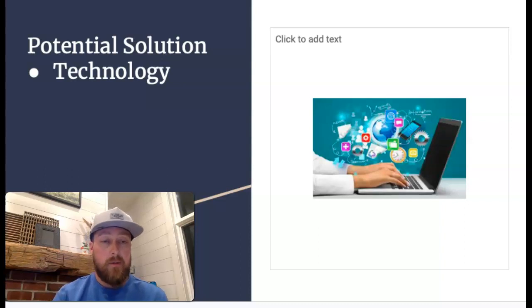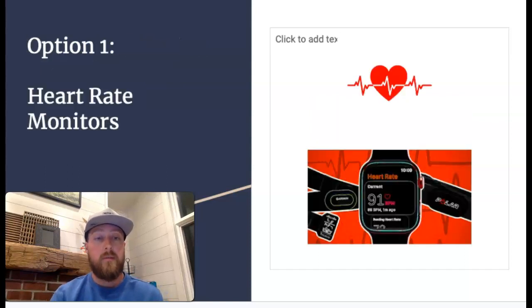So some of the different options that I came up with to incorporate that technology into the classroom could be some heart rate monitors. According to Partridge et al. in 2011, heart rate monitors can provide PE teachers with real-time data that they can use for assessments.